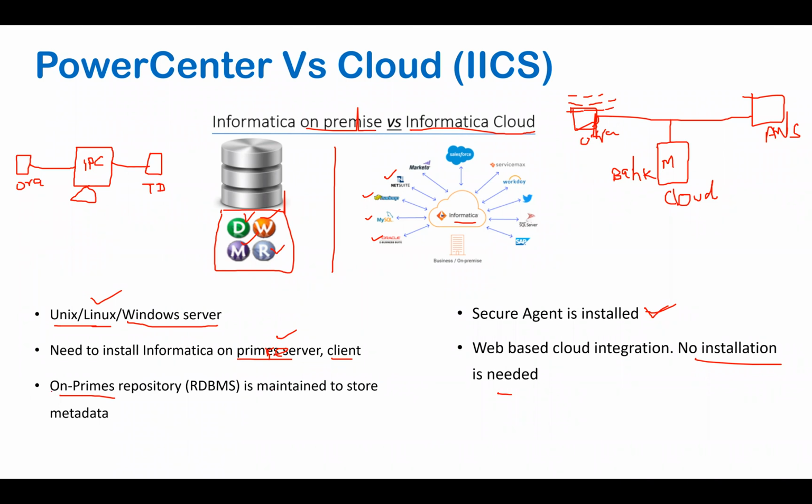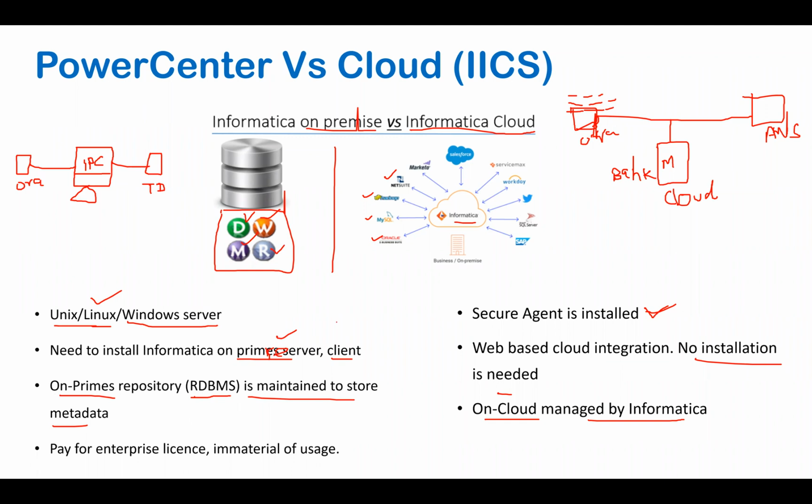See, here you have the on-premises repository, right? Yes, we will have the RDBMS. In our system, if you install Informatica PowerCenter, this RDBMS server holds the repository. Who is maintaining it? Our organization maintains this repository server to keep all the metadata information. But in IICS, it is maintained on the cloud, maintained by Informatica. So that's one difference.